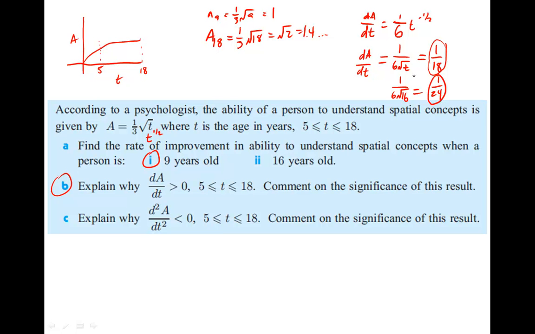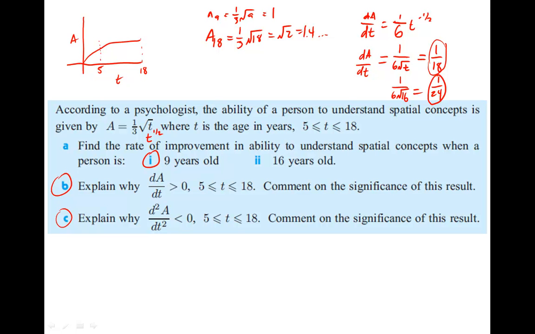Letter B says explain why dA/dt is greater than 0 between 5 and 18. Well, if you look, t is between 5 and 18, which means t will always be positive. If t is always positive, then this value will always be positive, which means that A will always be increasing.